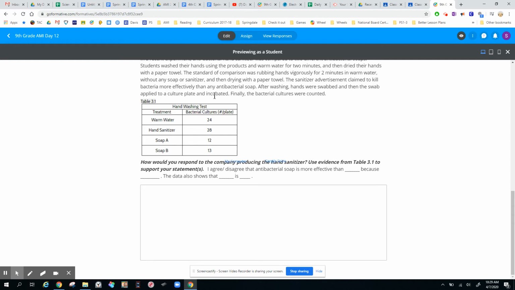Now, incubated means that you put this plate where the bacteria are in this nice environment that's just perfect for them. It's a perfect temperature and exactly what they like. That's going to allow for rapid growth if they're there. Okay, now when it says finally the bacterial cultures were counted, those cultures are basically little colonies, little dots. They look like little dots on the plate, but those are like colonies of bacteria. And so when you can see those little cultures, they would count those cultures on the plate and see how many cultures they got.